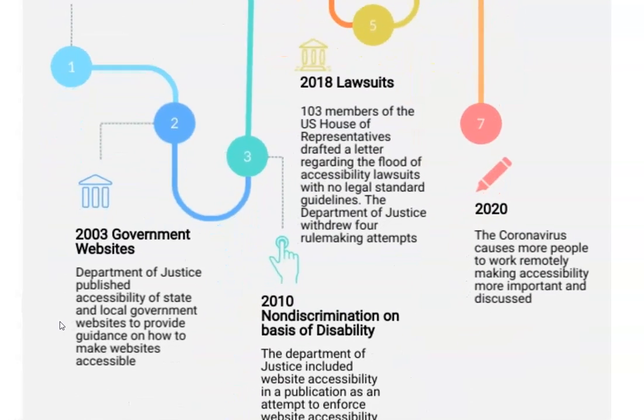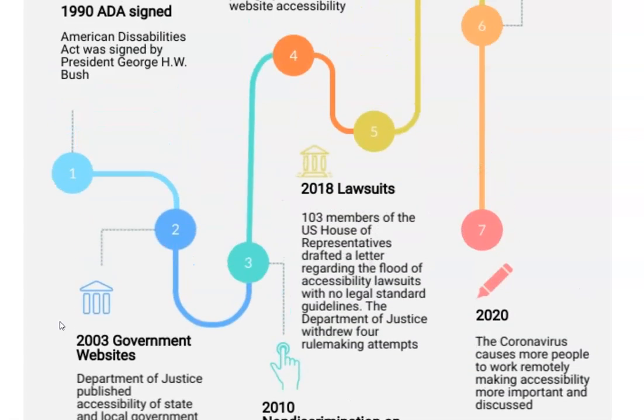It wasn't really until 2003 that government websites were included in that Americans with Disabilities Act. So the Department of Justice published accessibility of state and local government websites to provide guidance on how to make websites accessible. Again, this is more guidance versus hard rules, but it focused on how do you make government websites accessible so everyone can pay their water bills, everyone can pay their permits or file for a claim or file for a license, right? They really wanted to make sure everyone could access government websites.